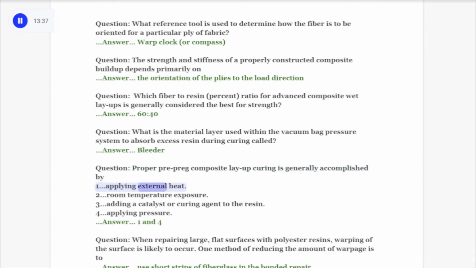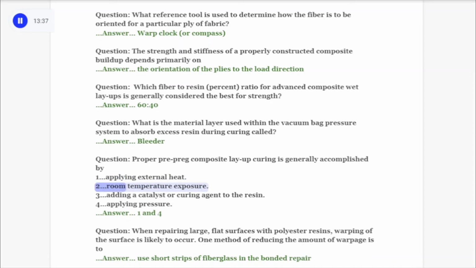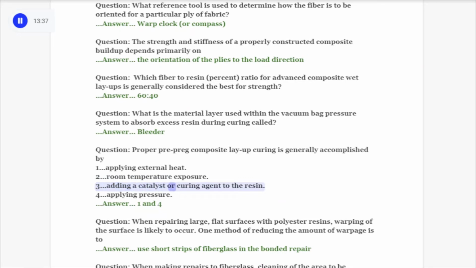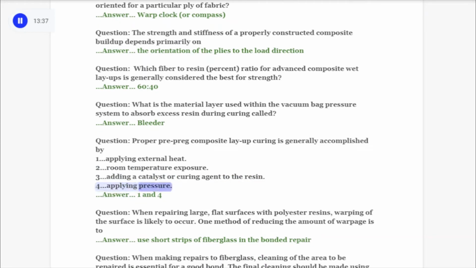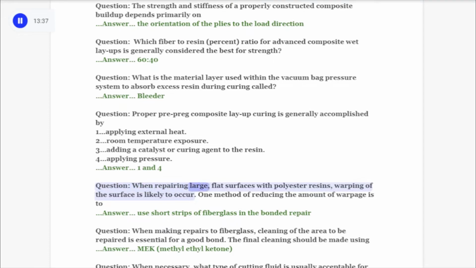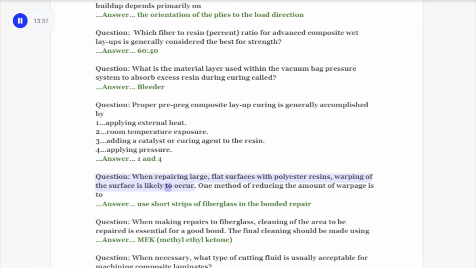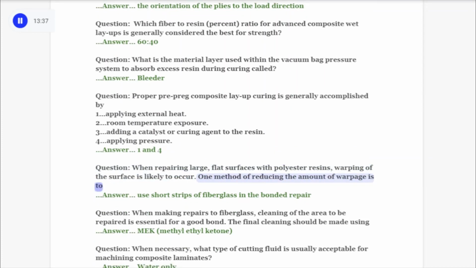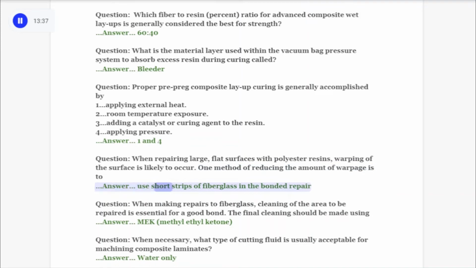Applying external heat. 2. Room temperature exposure. 3. Adding a catalyst or curing agent to the resin. 4. Applying pressure. Answer: 1 and 4. Question: when repairing large, flat surfaces with polyester resins, warping of the surface is likely to occur. One method of reducing the amount of warpage is to. Answer: use short strips of fiberglass in the bonded repair.